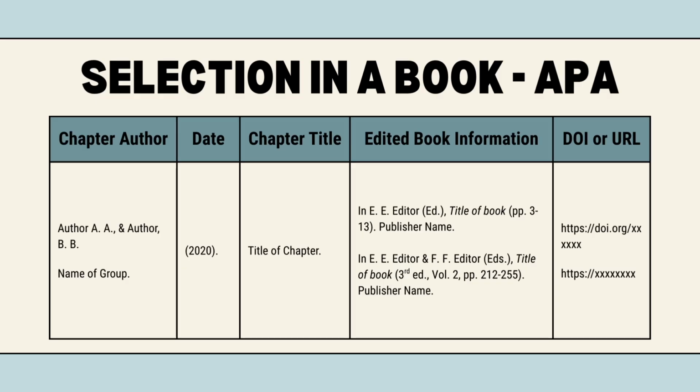So, another thing you might use is a selection in a book, and this follows the same general format. The chapter author, so who wrote that particular chapter, the date of publication, the chapter title, and the source information, which is the book the chapter is located in, and then the DOI or URL if provided.